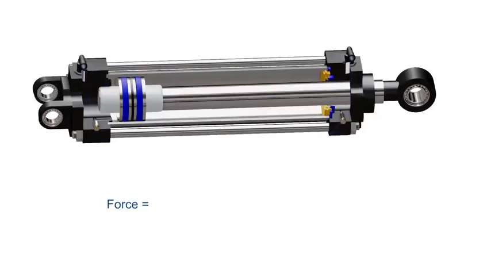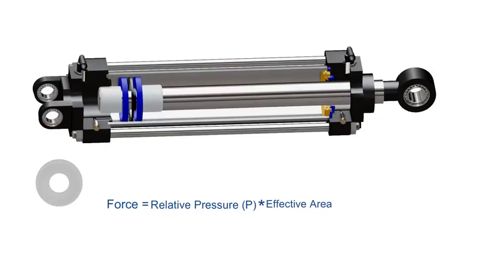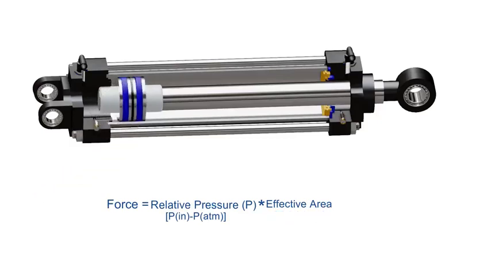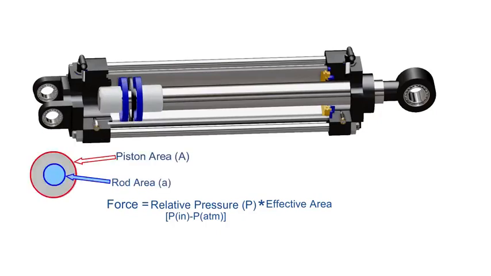The theoretical force of actuator is the relative pressure on the piston multiplied by effective area of piston on which pressure is exerted. Here the relative pressure is pressure of supplied air minus the atmospheric pressure. During extension stroke, compressed air can exert pressure on total cross-sectional area of piston. This gives us the expression of theoretical force as relative pressure multiplied by total area of piston. During retraction, the effective area of piston is reduced because the air cannot exert pressure on the area of rod. This gives us the expression of theoretical force as relative pressure multiplied by partial area of piston.